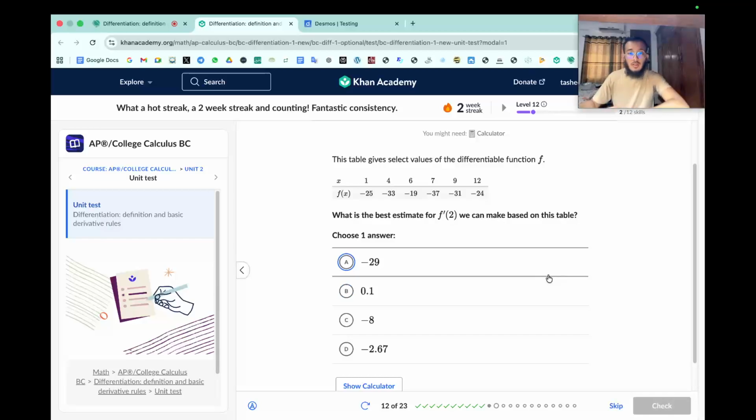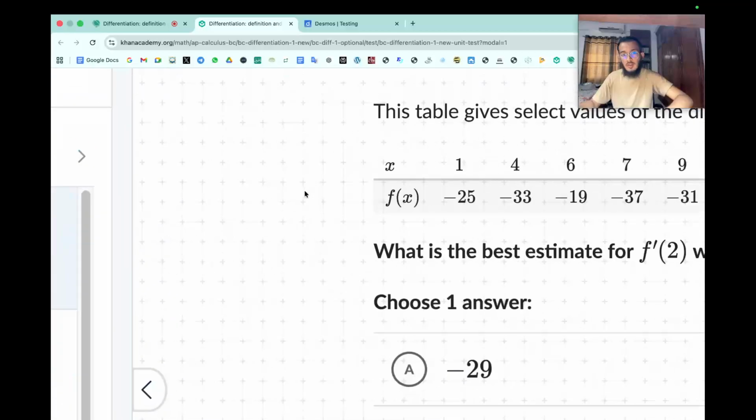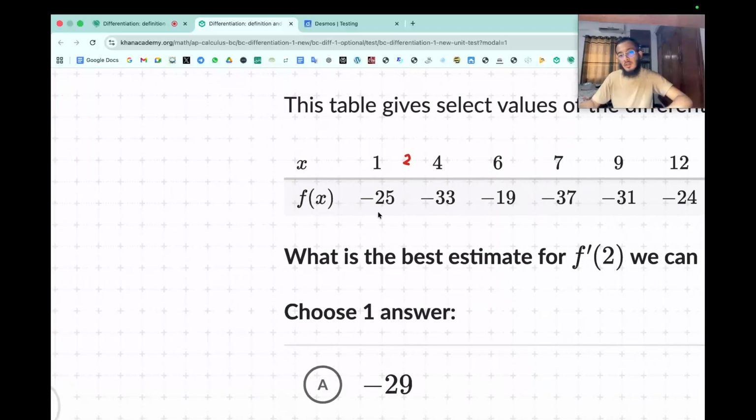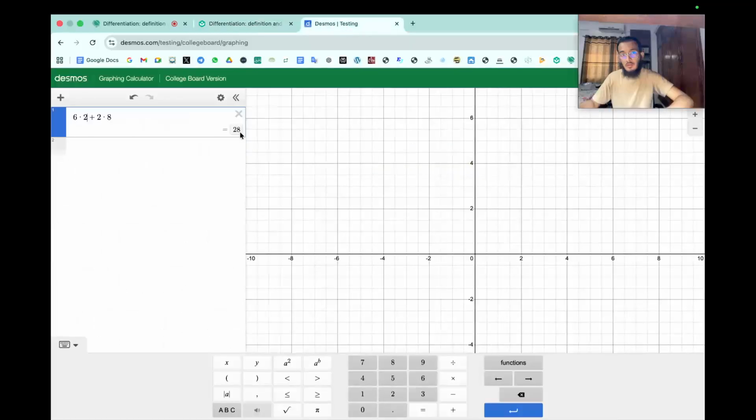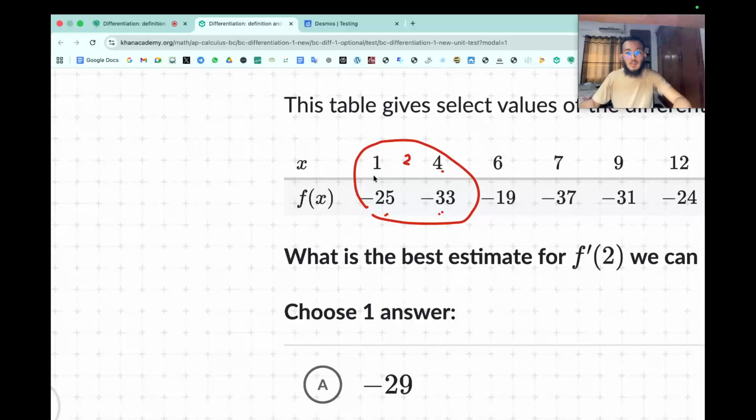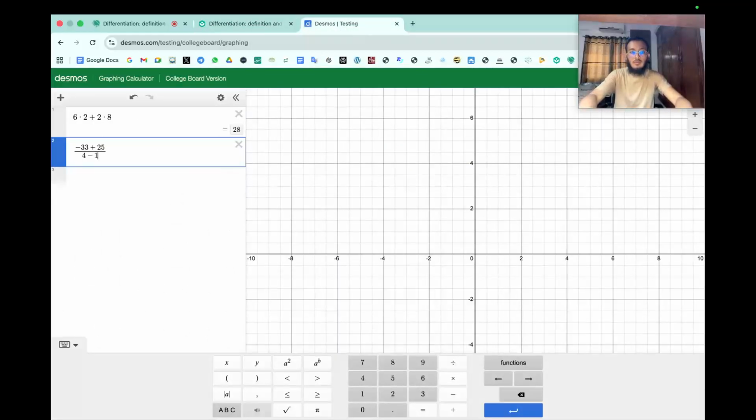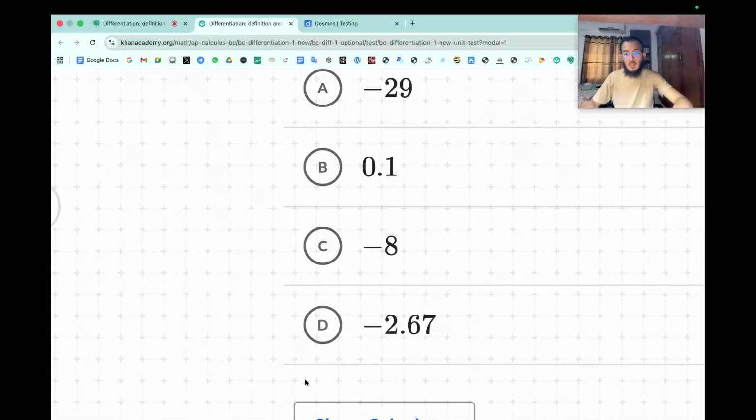Okay. This table gives select values of differentiable function f. What is the best estimate for f prime of 2 we can make based on this table? What is 2 basically? Best estimate on this table, 2 is here. So if you try to find the gradient, y2 minus y1, negative 33, positive 25, over x2 minus x1, 4 minus 1. We have negative 2 point something, so it's negative this thing.